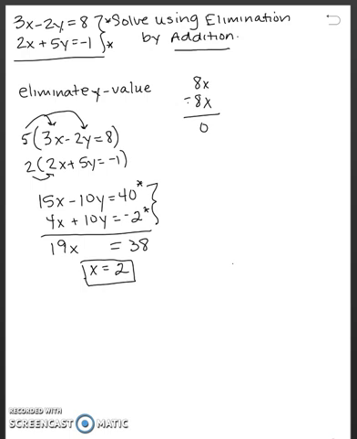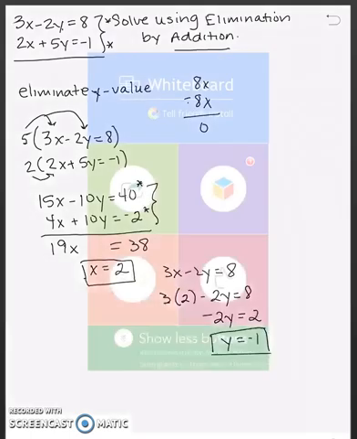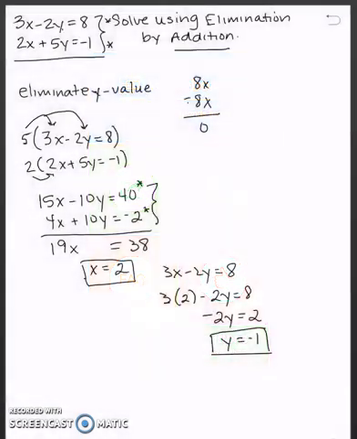So I'm just going to choose that first equation in the original system, 3x minus 2y equals 8. And I'm going to substitute that x equal to 2 into that equation and solve for y. So when I subtract that 6 from both sides, negative 2y would equal 2. So y is equal to negative 1. That means that this system, those two lines, intersect at the point (2, negative 1).